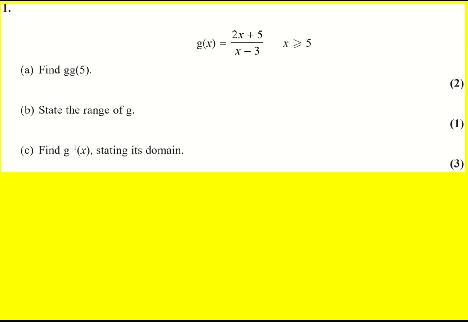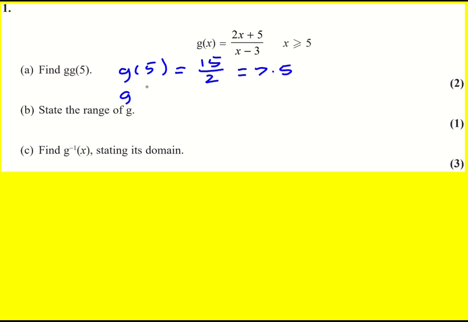g of 5. That means we put 5 into g, we get an answer out, and we put that back in again. You could work out the composite function g of x and then put 5 in, but it's going to be much quicker to just do the first method I said. So g of 5 is going to be 10 plus 5, so 15. And then 5 minus 3 is 2. So 15 over 2, or 7.5.